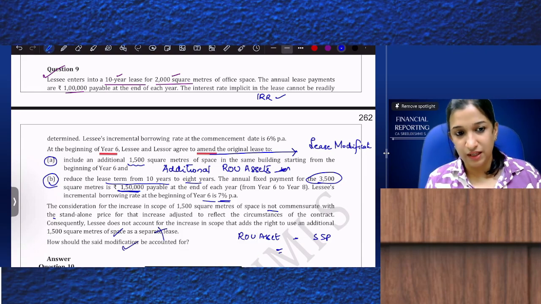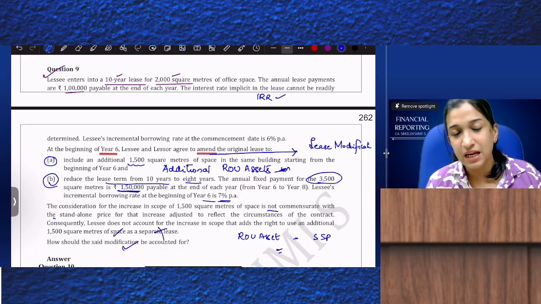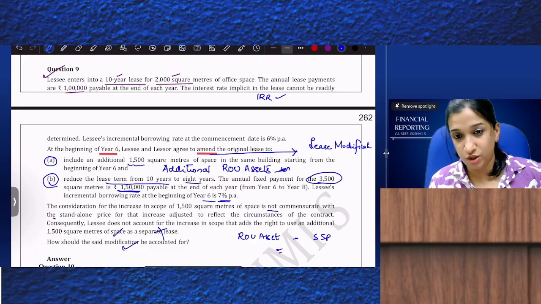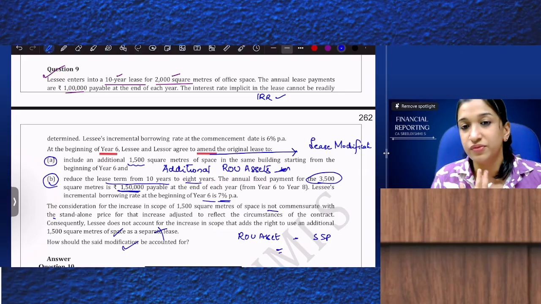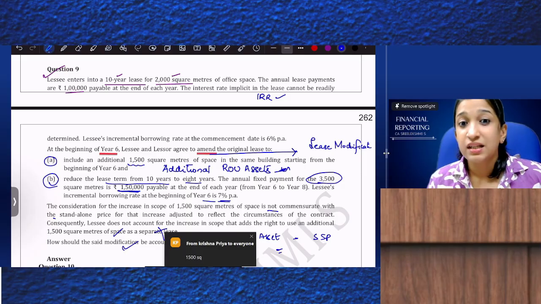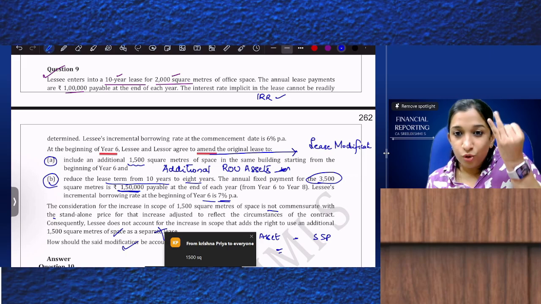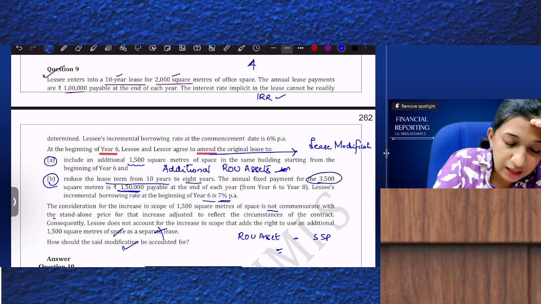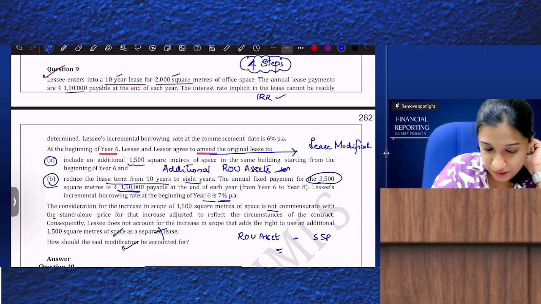How should the said modification be accounted for? There are two modifications. One is the addition of 1,500 square meters. The second one is the reduction of lease term. How should this be accounted? You should remember that whenever there is a modification with a reduction, there is a 4-step approach.